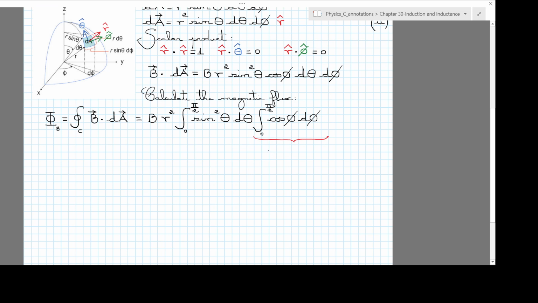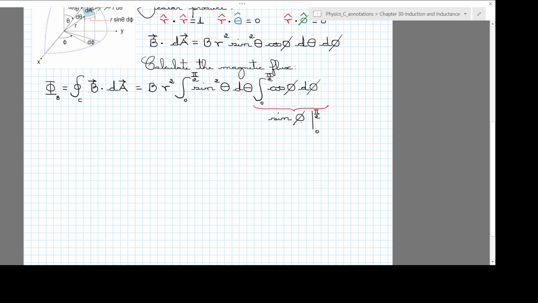So this integral here is going to be sine of phi, and this applies to these two limits, extreme points here. So this is going to be 0, and this is pi over 2, and sine of pi over 2 is 1, and sine of 0 is 0. So this integral here is going to give me 1.